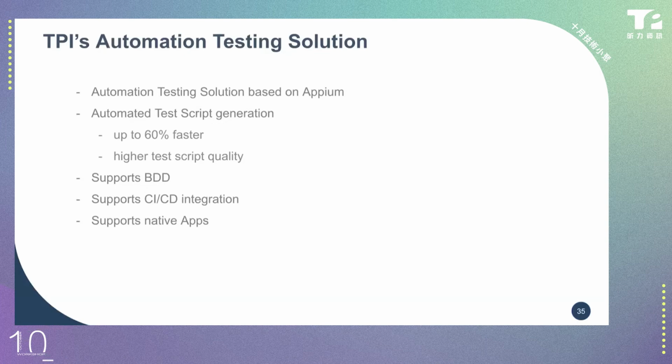Our solution supports BDD, behavior-driven development, which means that you can use, for example, built-in feature files if you use them in your development process. And we can also support you to integrate the automation test project into your development pipeline, so that you can continuously run your tests. At the moment, we are supporting native apps on iOS and Android, but we are working on supporting other technologies like hybrid apps later on. All right, let's see a quick demo on that.